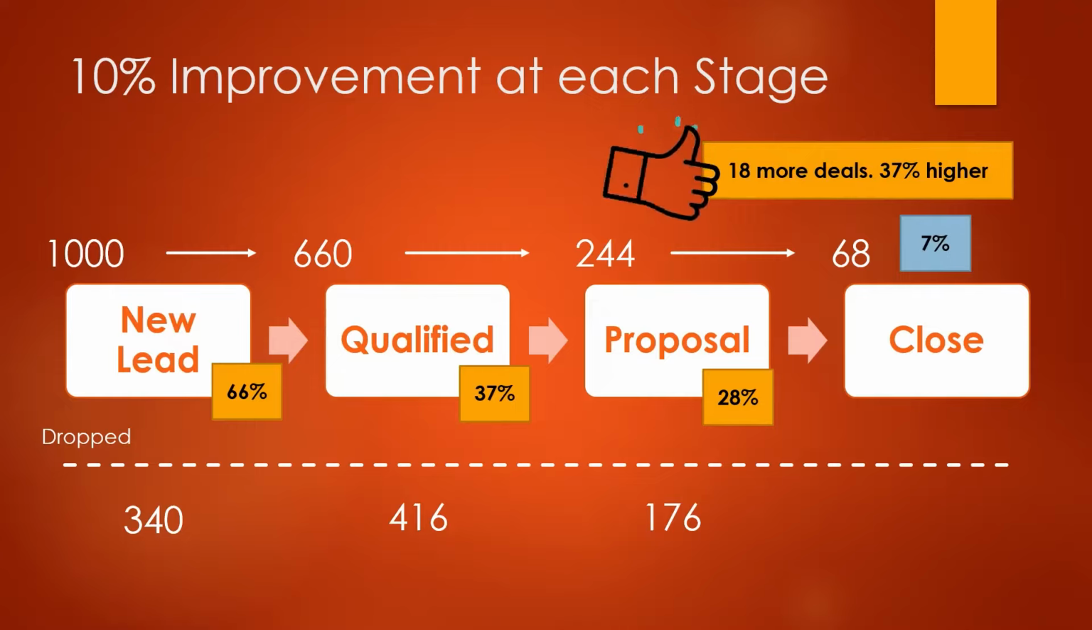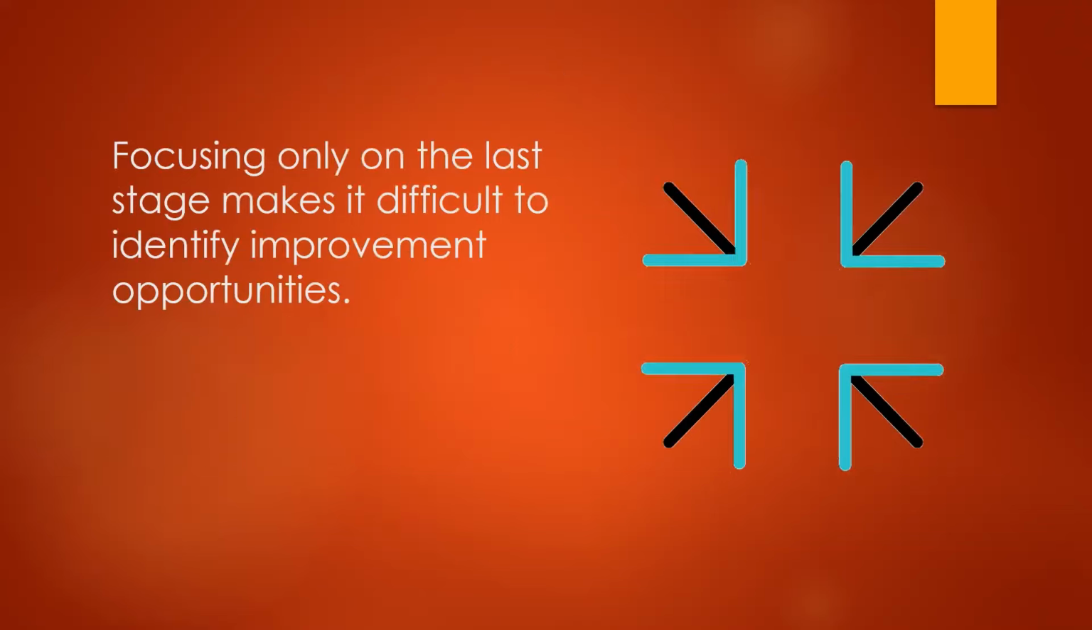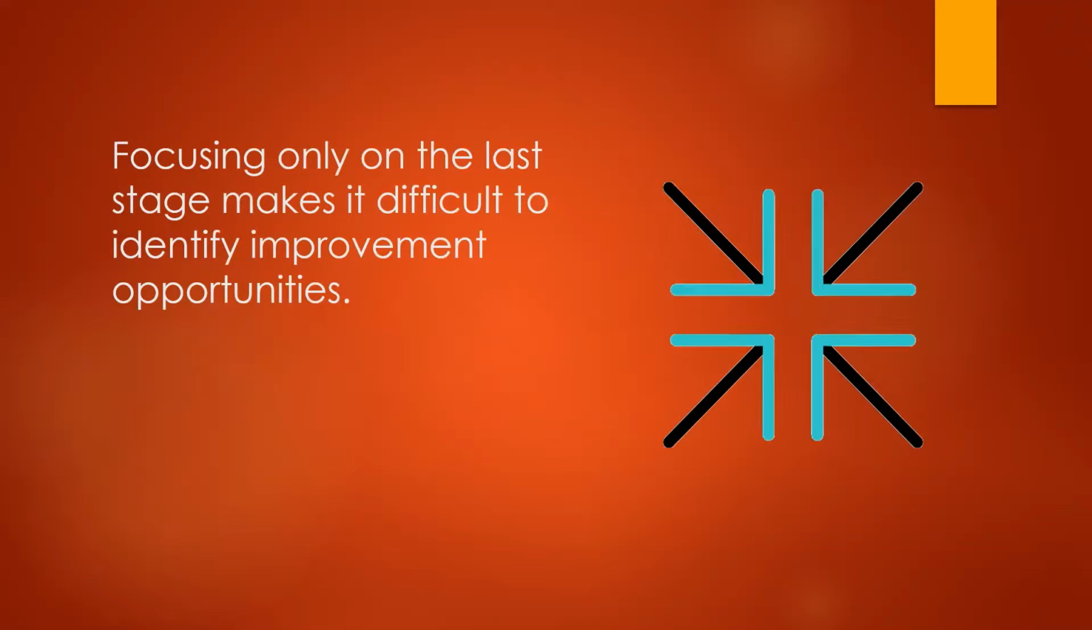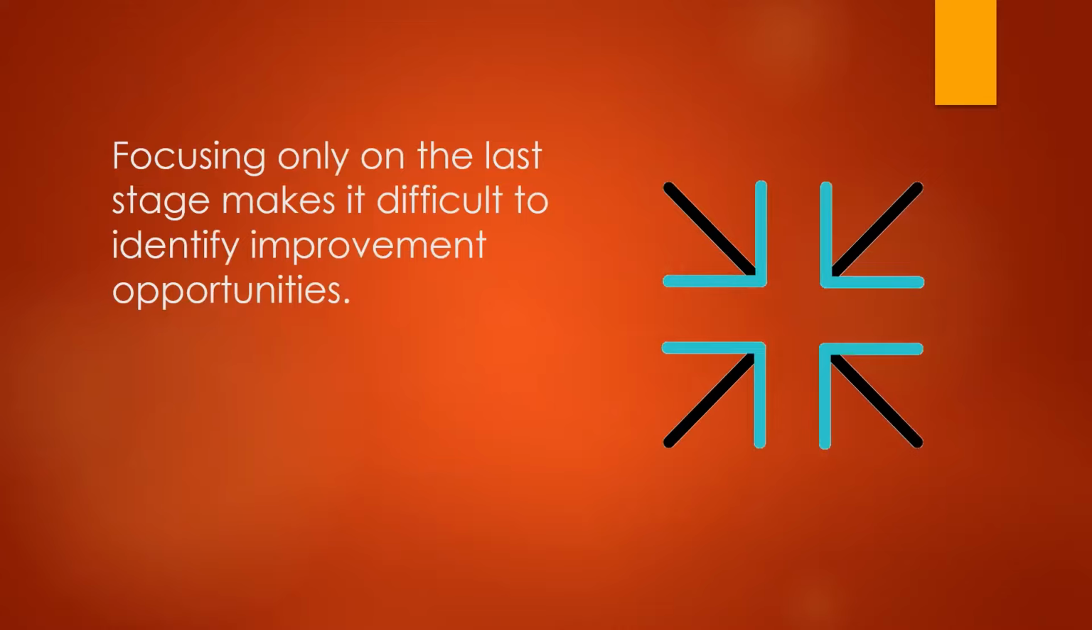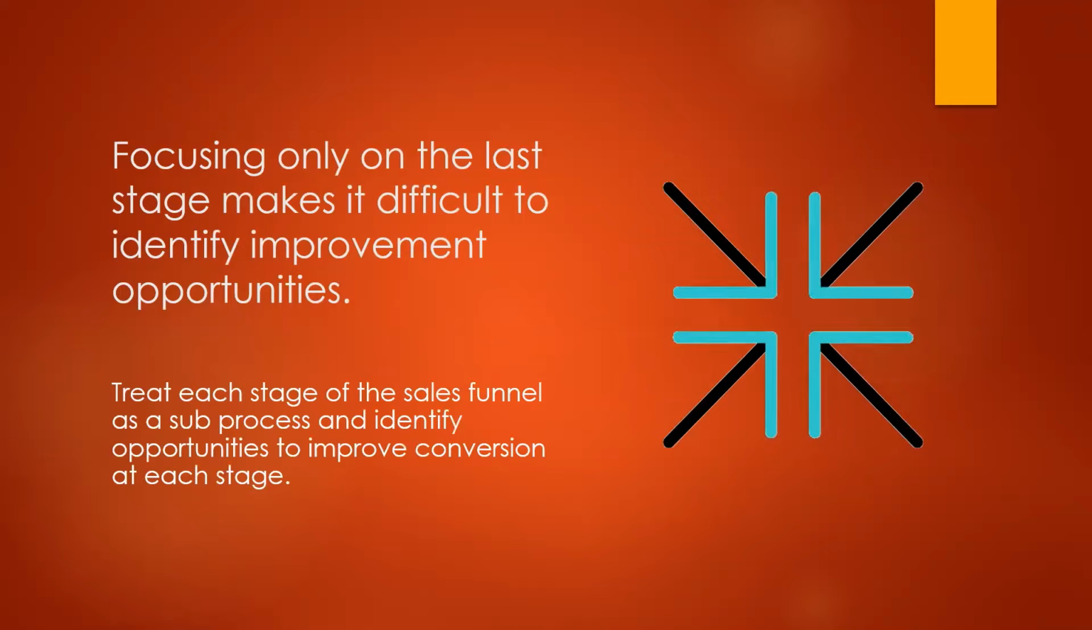So it's important that you look at your entire lead cycle as independent, separate sub-processes. Focusing only on the last stage makes it difficult to identify improvement opportunities. Hence, treat each stage of the sales funnel as a sub-process and identify opportunities to improve conversion at each stage. That not only makes it easier as it boils down to the root causes, but the compounding effect is much higher.